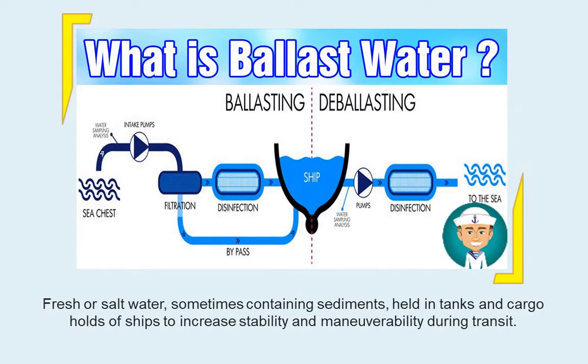What is ballast water? Fresh or salt water, sometimes containing sediment, held in tanks and cargo holds of ships to increase stability and maneuverability during transit. However, it has a process which has two parts, ballasting and deballasting. In ballasting, it starts with sea chests, then intake pumps, then it goes through filtration, and finally it goes on to disinfection. In deballasting, it passes through the ship again, starting with pumps, again the disinfection, and finally to the sea.